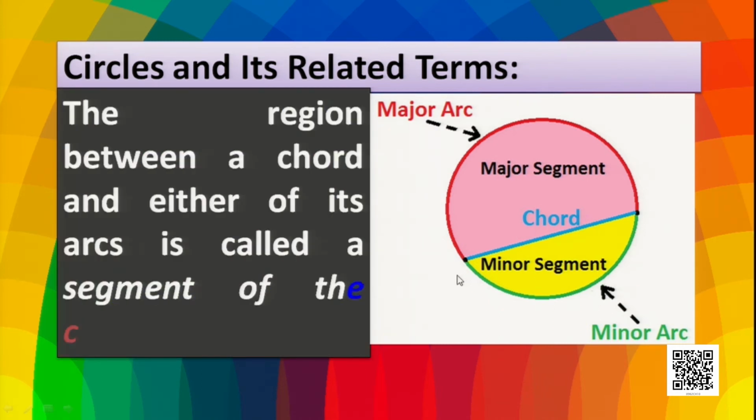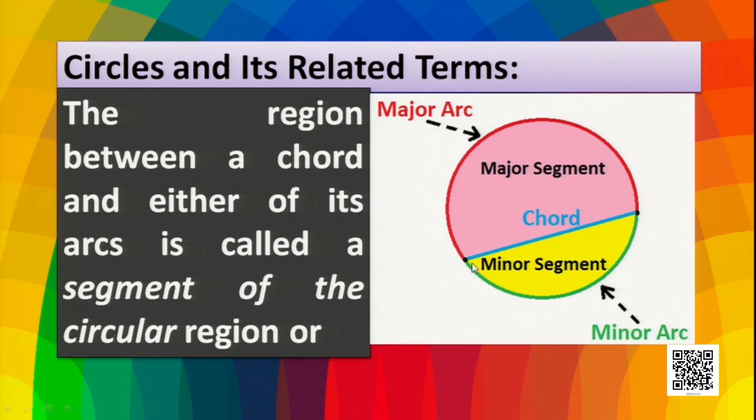The region between a chord and either of its arcs is called a segment of the circular region. So here we have two parts. One is the bigger one and the other is bounded by the smaller arc. As we know, the bigger arc, or the arc of longer length, is called the major arc. So the segment related to this longer one is called the major segment.